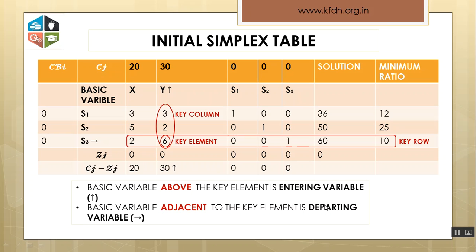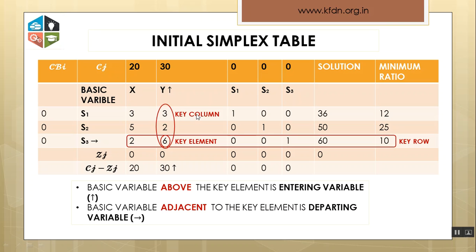Now for creating new tables, we need to determine the entering variable and the departing variable. So how to determine the entering variable and the departing variable? Since our objective function is to maximize, we'll look at the maximum value of Cj minus Zj, which is 30. So we'll encircle this column, the column just above the maximum value, which contains 3, 2 and 6, and name it the key column. As you can see, I have encircled it and named it the key column.